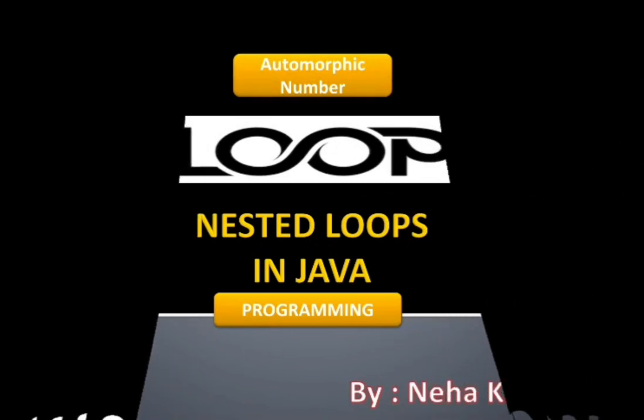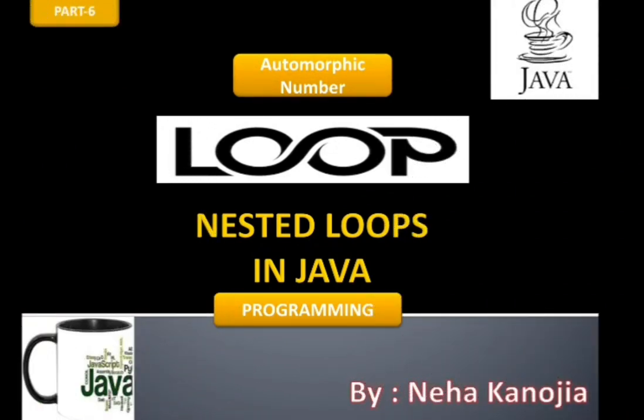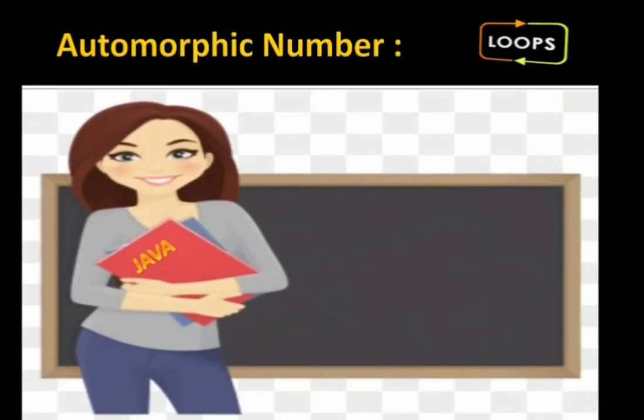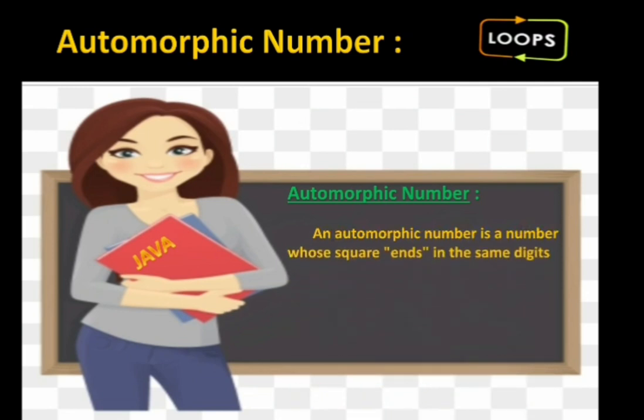Everyone, now I'm here with my next video of nested loop, in which I want to consider one number, that is automorphic number. Now let's see what is automorphic number. An automorphic number is a number whose square ends in the same last digits as the number itself.